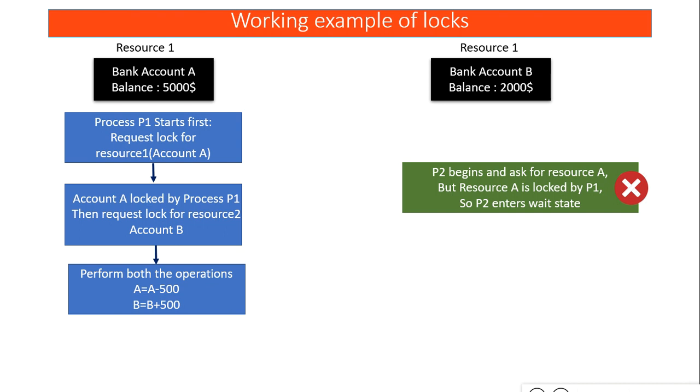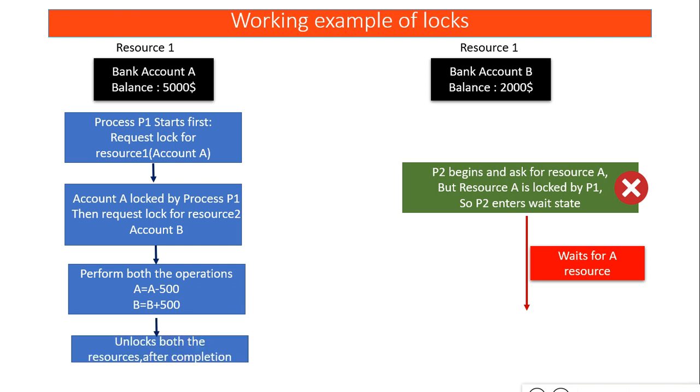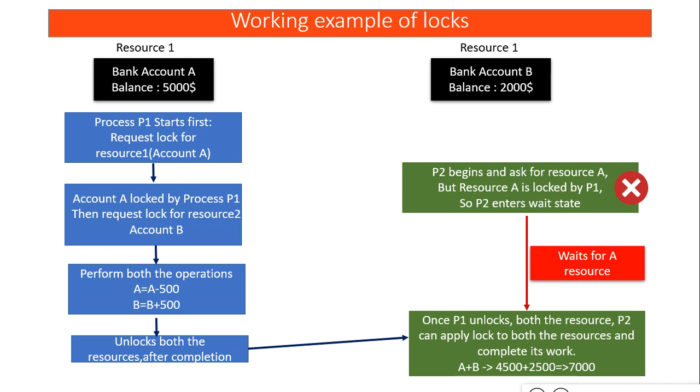After getting the locks on A and B, process P1 performs both operations, subtracting 500 from A and adding 500 to B. Since P2 requested resource A, which is held by process P1, P2 remains in the wait state and is not executing. Once the task is completed, P1 unlocks both resources. As soon as P2 sees that both resources are unlocked, it locks them, reads their values and shows you the balance. So here the inconsistency is removed. I hope you have understood it.